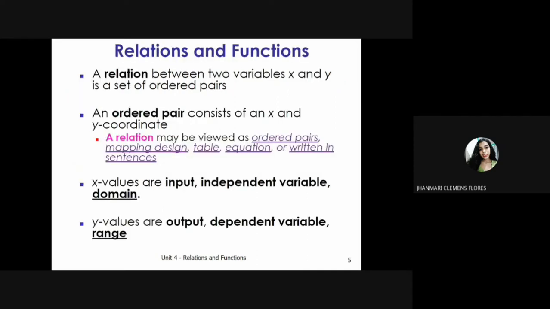Okay, before we start with the whole examples and exercises, let's define what a relation is first. So a relation is a way to define any relation between inputs and outputs. A relation between two variables, x and y, is a set of ordered pairs. Before we discuss what ordered pairs are, x is the symbol for our input, then y is the symbol for an output.